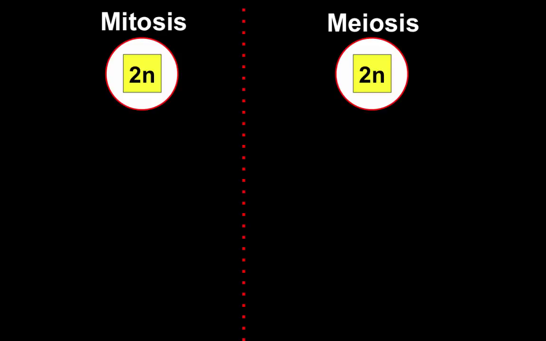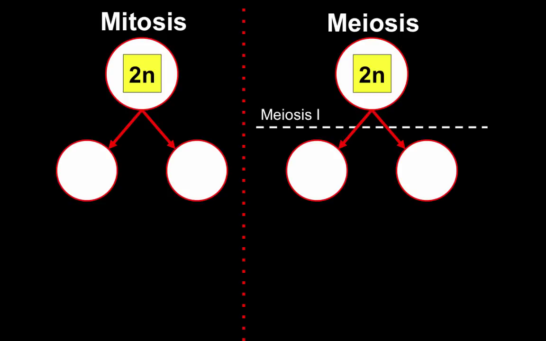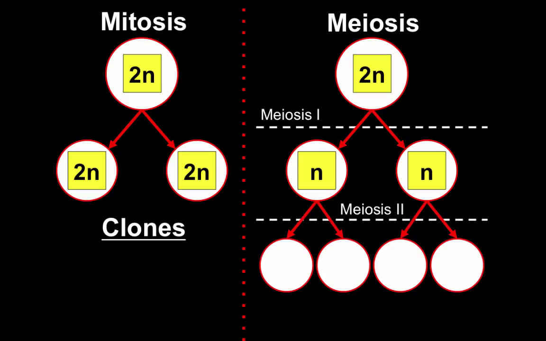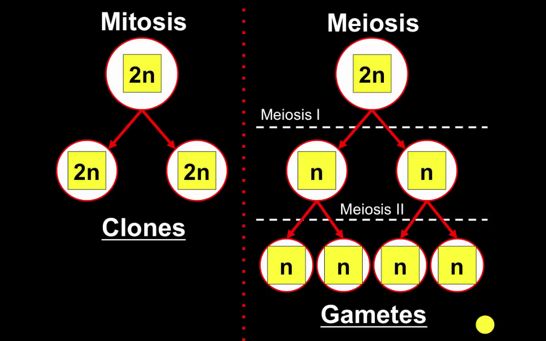Alright, and looking at this in a slightly different way, we start 2N in both. Mitosis is done after 1 division, makes clones, the cells are all the same. Meiosis I cuts them in half, so now we have haploid cells. Meiosis II does it again, and so we end up with 4 gametes.